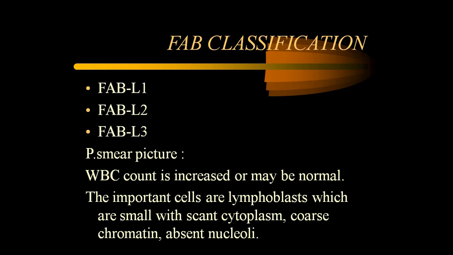Acute lymphoblastic leukemia is classified by the French American British classification into FAB L1, L2, and L3. Now the peripheral smear picture. There is anemia, normocytic normochromic anemia. The WBC count is increased, that is more than 1 lakh. The important cells you see here are lymphoblasts. Again, more than 20% lymphoblasts should be there to call it leukemia.